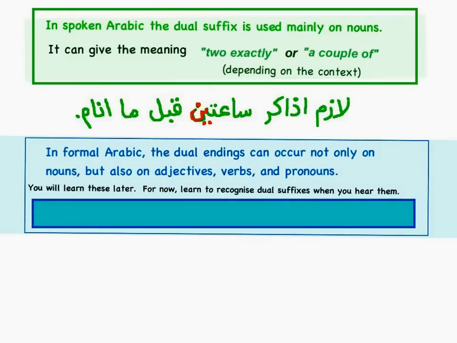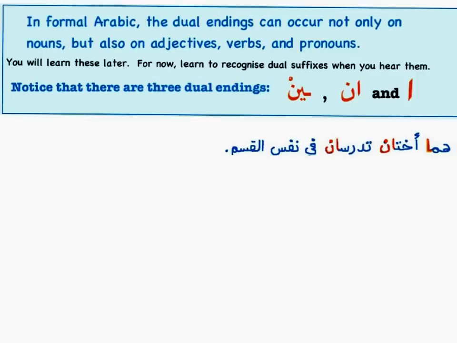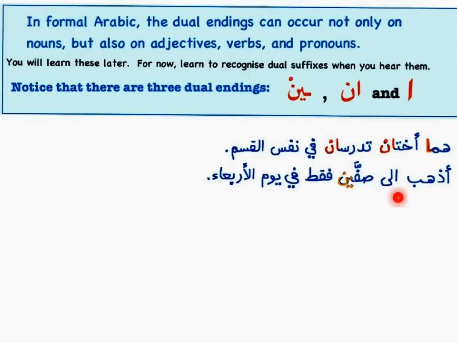In formal Arabic, however, the dual endings can occur not only on nouns, but also on adjectives, verbs, and pronouns. We will deal with this later, but for now, learn to recognize dual suffixes when you hear them. In this example, هما أختان تدرسان في نفس القسم. Notice the alif noon are dual endings. Another example, أذهب إلى صفين فقط في يوم الأربعاء. I go to 2 classes only on Wednesday. Notice ya noon, another dual ending. So now you have the dual endings, alif noon, ya noon.